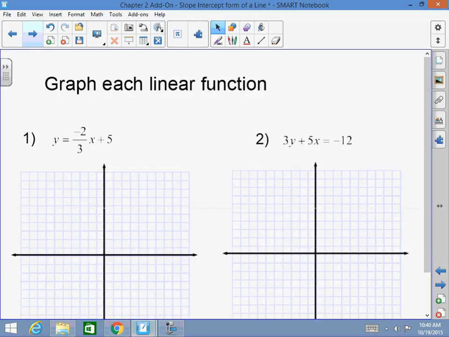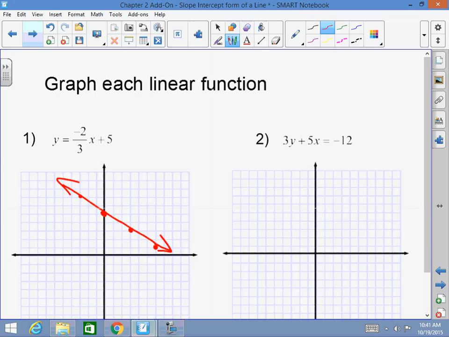Okay, so let's graph each one of these bad boys. What is the y-intercept here for number 1, gentlemen? 5. So I'm going to go 1, 2, 3, 4, 5. That's my y-intercept. And I'm going to follow my slope, negative 2/3. So what does that mean I'm going to do? I'm going to go down 2, and then 1, 2, 3 to the right. Now let's go backwards, up 1, 2 over 1, 2, 3 to the left. Connect the dots, and you got your line, gentlemen.